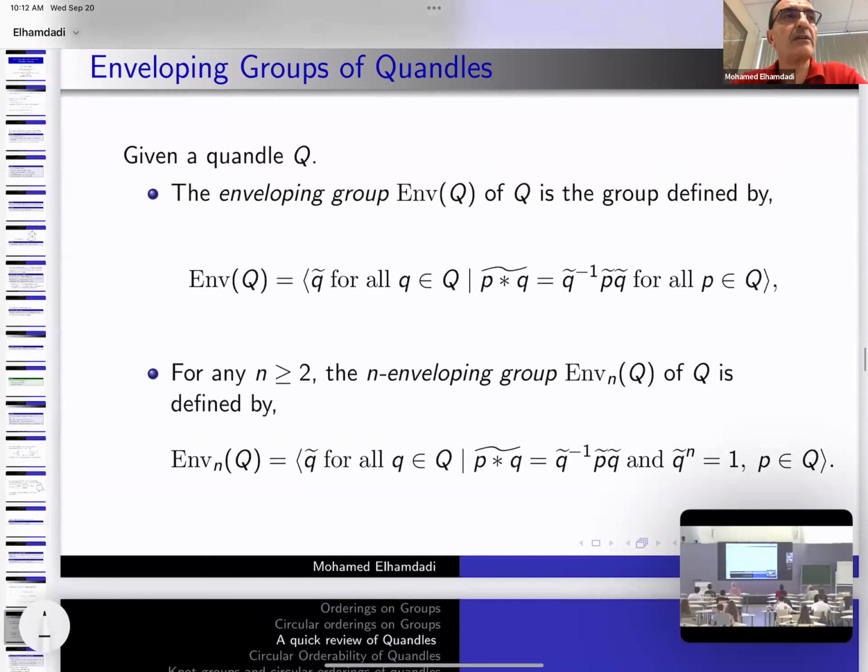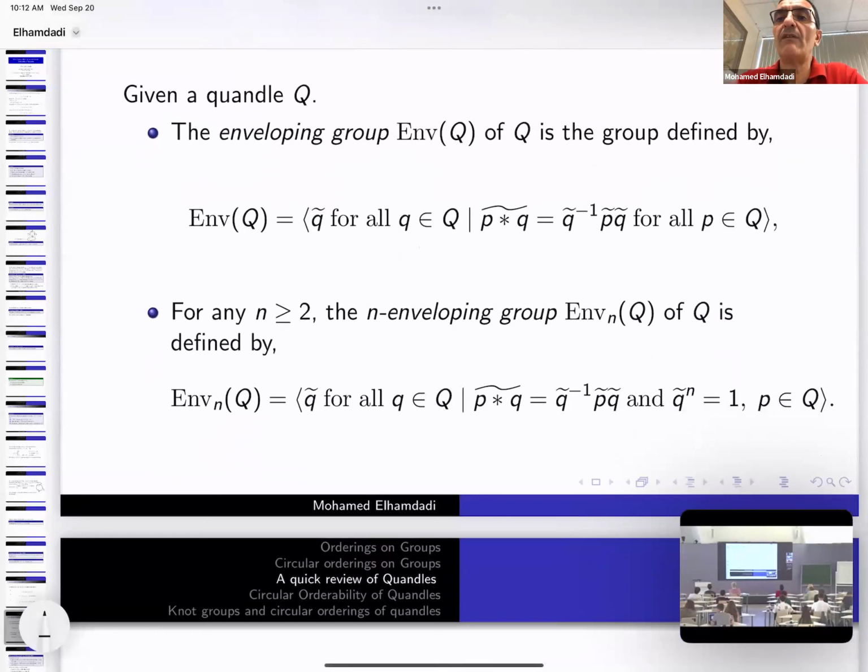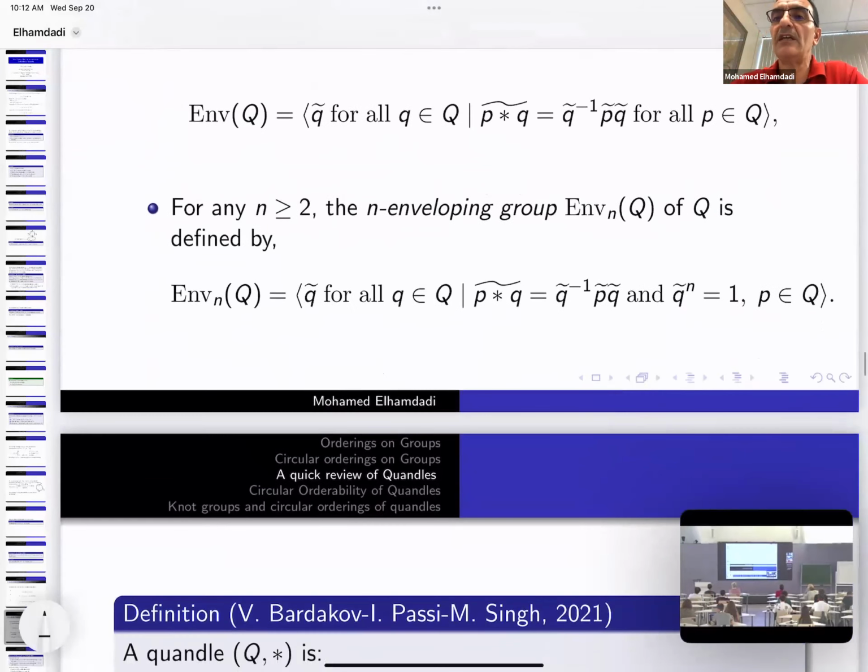Sometimes it's called the associated group of the quandle. Sometimes it's also called the adjoint group of the quandle. I think these are the three terminologies used. If you have the enveloping quandle of Q, you can take a quotient of it. The reason is that most of the time, the enveloping quandle is complicated to deal with. Then we take some quotient, and if it turns out to be finite, then we can do some computation with it.